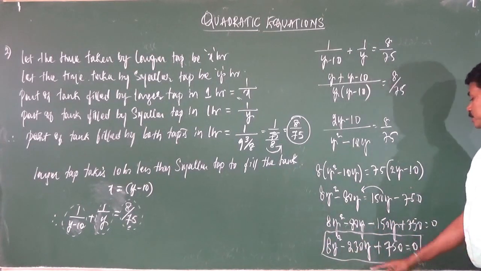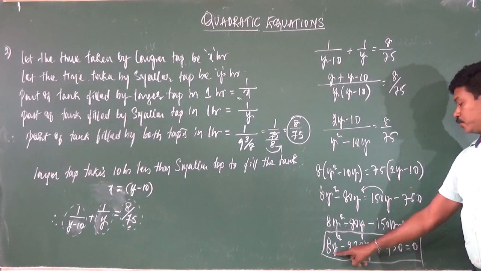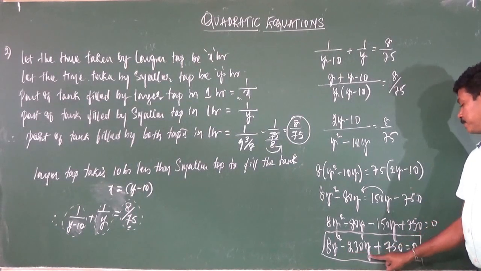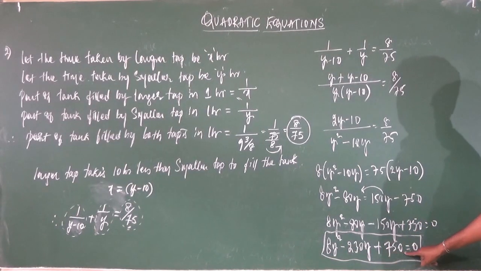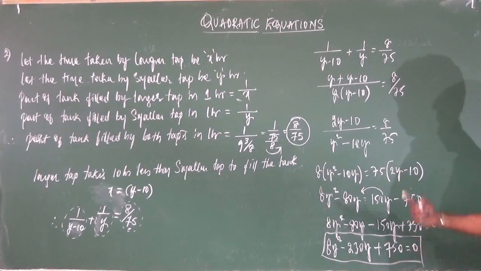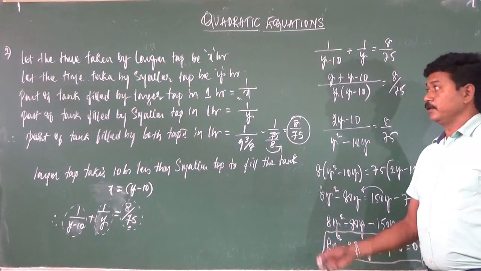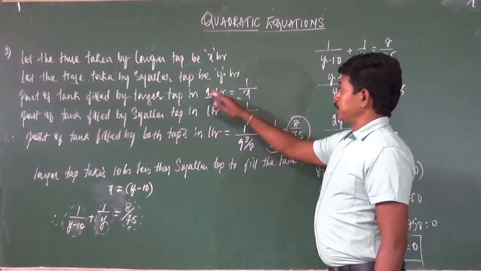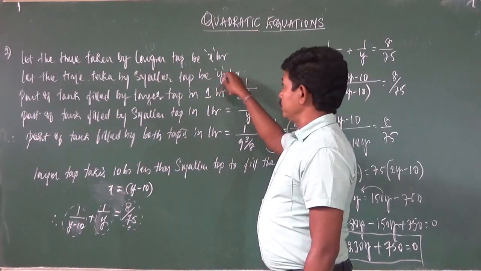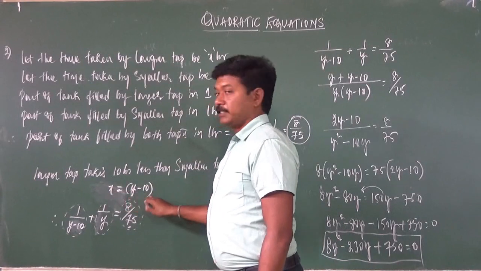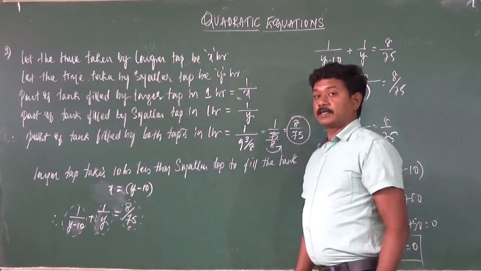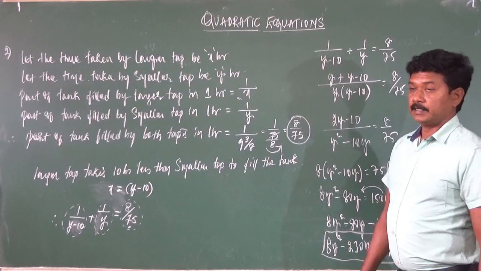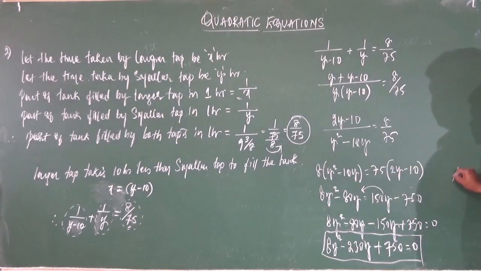So here one thing you can do is take 2 as common. If you take 2 as common, you are going to get 4y square minus 115y plus 325 is equal to 0. So you have to solve it by the factorization method. You have to consider the positive value of y, and that will be the time taken by the smaller tap to fill the tank. And if you want to calculate x, x is equal to y minus 10, then you are going to get the time taken by the larger tap to fill the tank completely. So this is a very important 4 marks question in your examination.